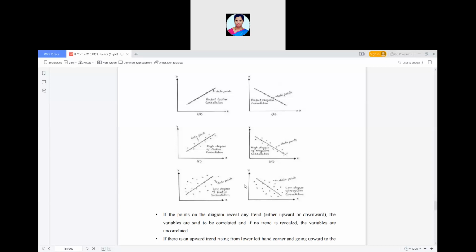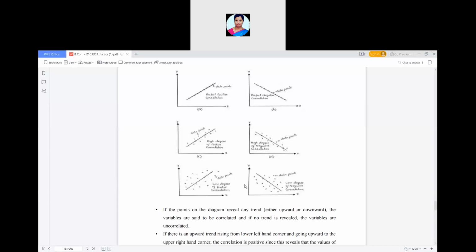Similarly, if the plotted points lie on a straight line falling, as in figure B, from the upper left hand corner to the lower right hand corner, in this manner the straight line is formed. Here we are saying that this is a perfect negative correlation. And the third one you can see, this is a high degree of positive correlation.